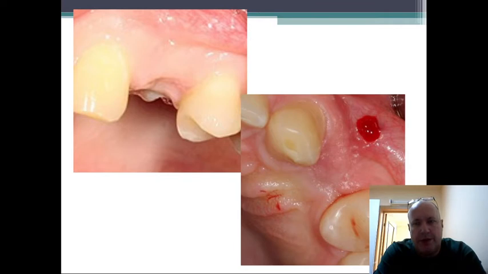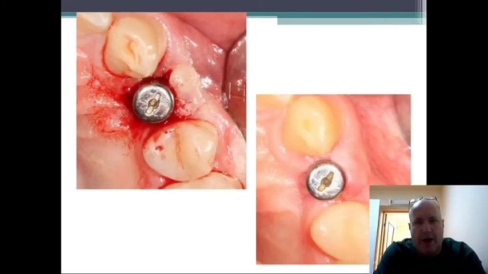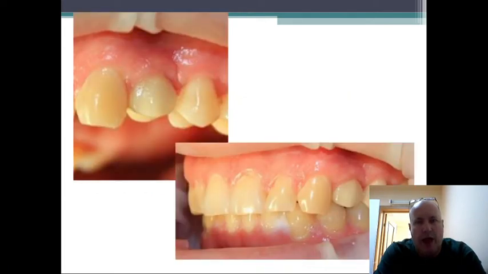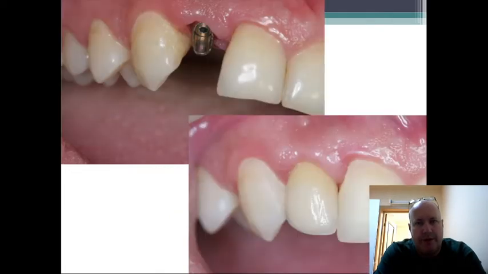Here you can see the situation after implantation. Next photo is the insertion of the former, and here you can see the final result, the crown itself. And here is the abutment. This part inserts into the implant, and on this abutment we can put the crown.